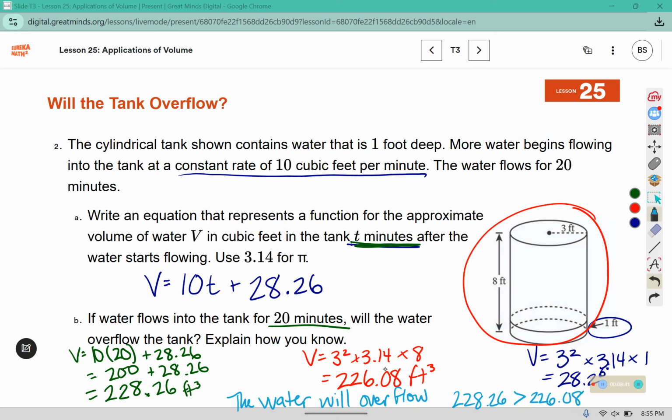This is how much it can hold, and this is how much water will be in there after 20 minutes.